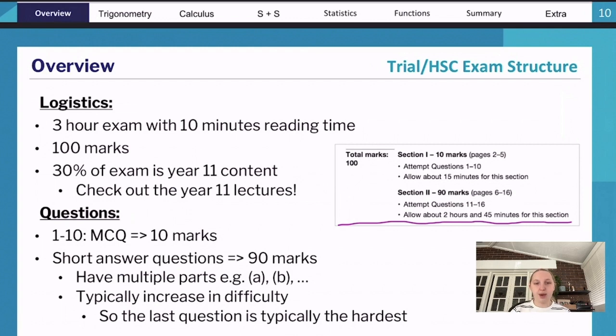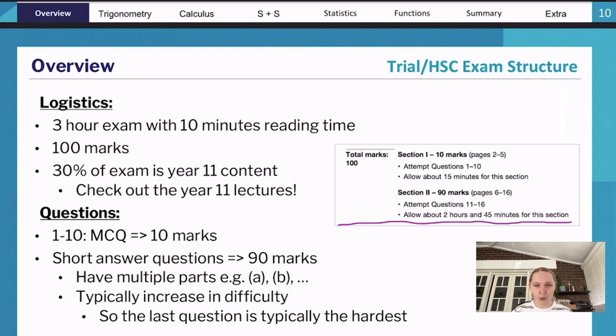And then the bulk of your paper, so the other 90 marks, are your short answer questions. Most of them do have multiple parts. So it'll be like question 11A, 11B, 11C, and then 12A, 12B, 12C, 12D. So they are super related to each other. You don't get too many questions that exist in isolation. You do get a few, but not too many.